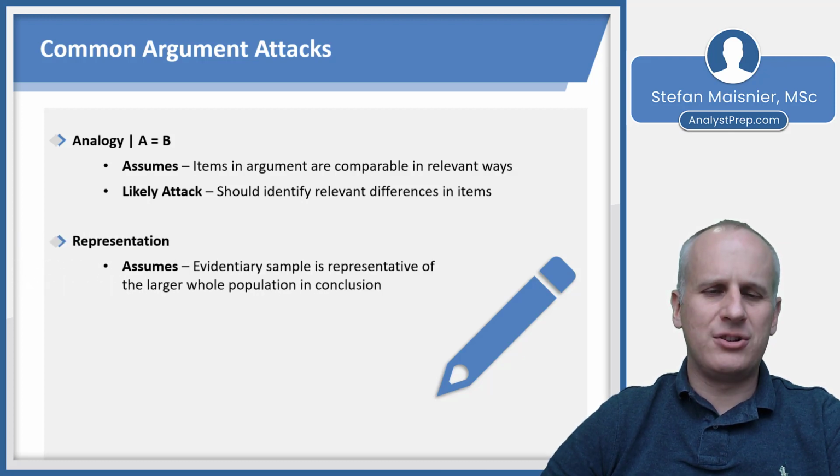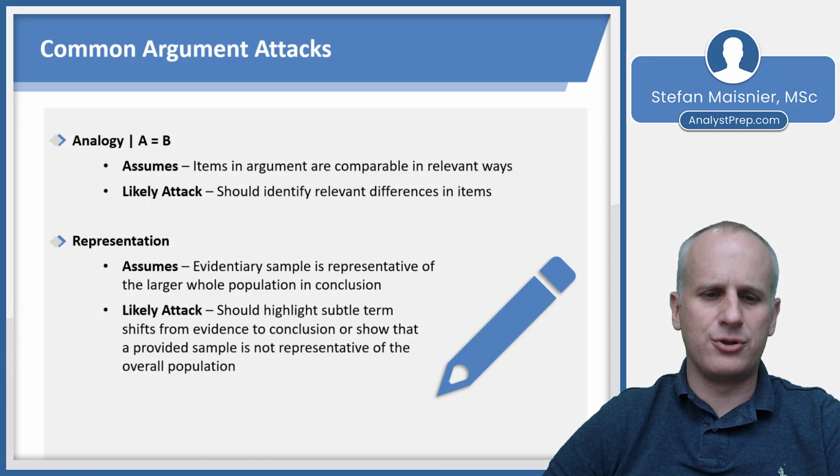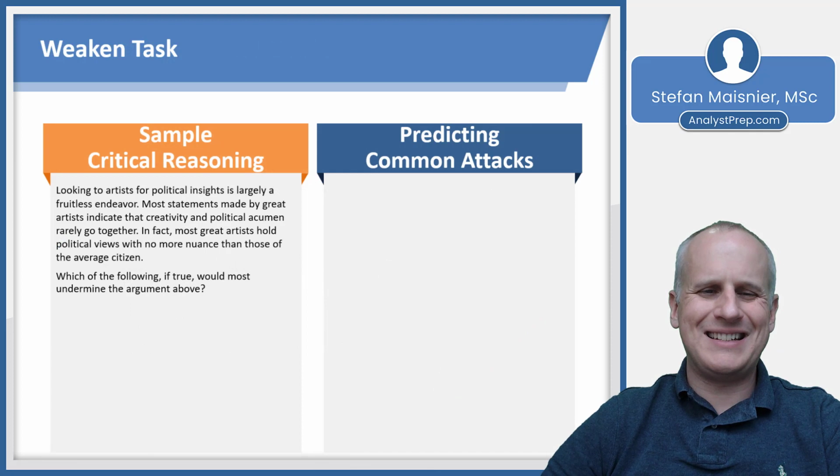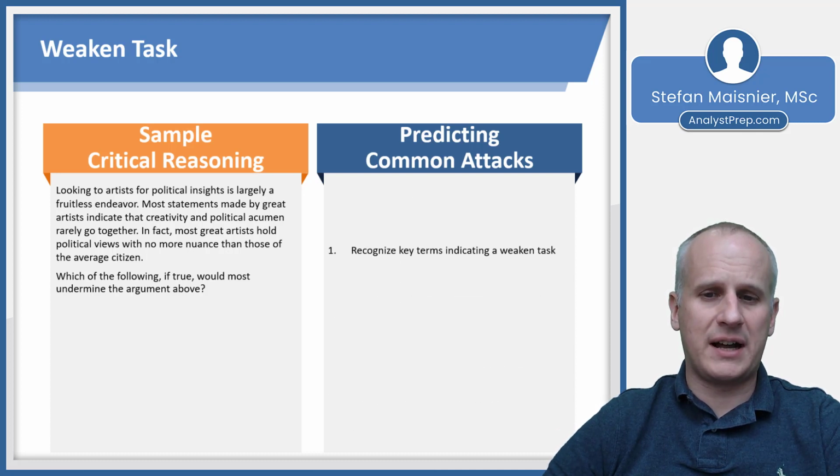Now, a representation style argument assumes that the evidentiary sample is representative of the larger whole population in the conclusion. And a likely attack here will often highlight subtle term shifts from the evidence to the conclusion to show that your provided sample is not necessarily representative of the overall population referenced in the conclusion. So let's take a look at a sample critical reasoning style problem and see how we can identify a weaken task and then find a common attack.